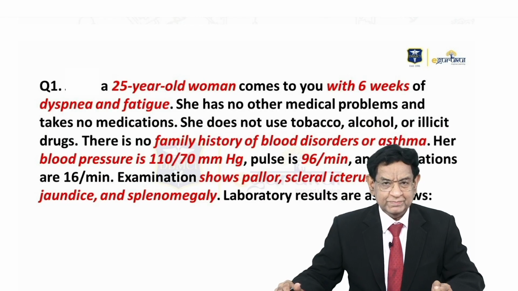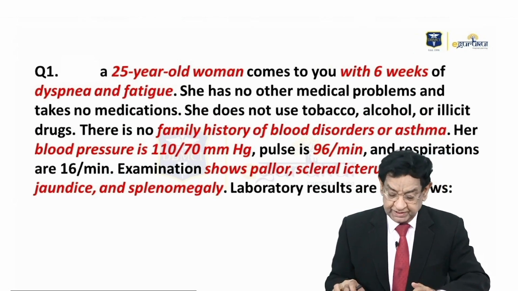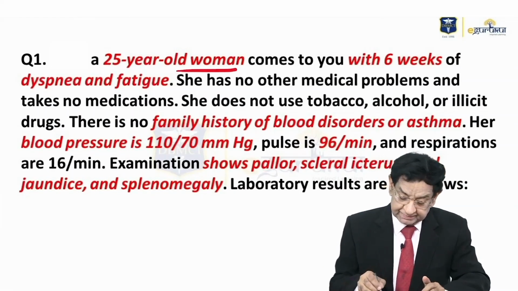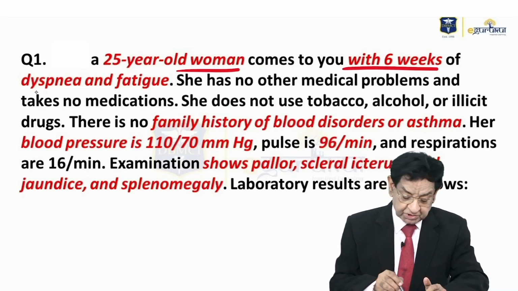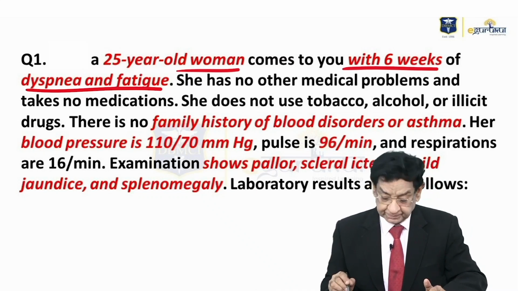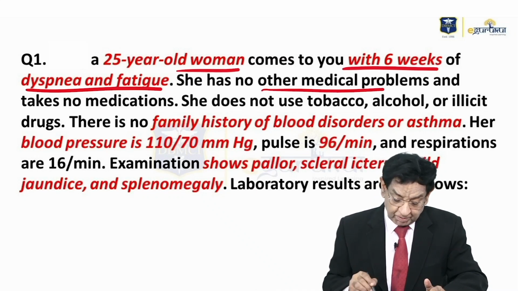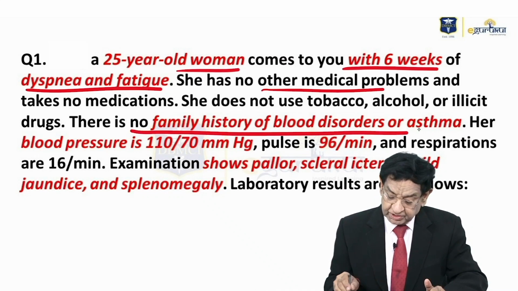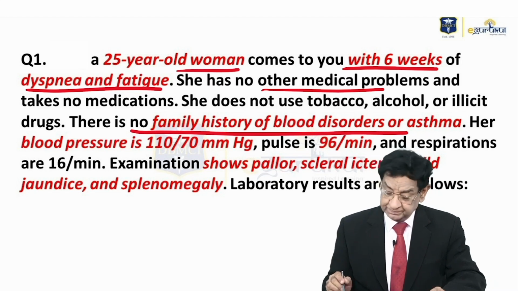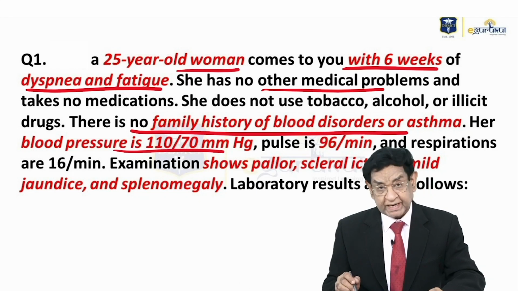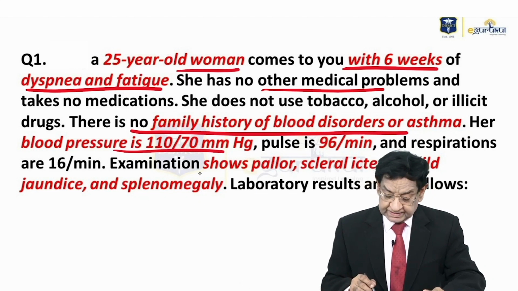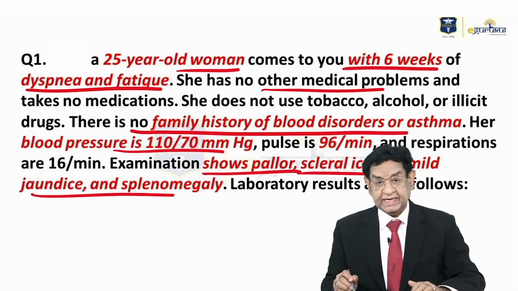Hello everyone. So we have a 25-year-old lady. She comes to you with a 6-week history of dyspnea and fatigue. She has no other medical problem. There's no family history of blood disorder or asthma. BP is normal and other vitals are also normal. Examination shows pallor, scleral icterus, mild jaundice and splenomegaly.